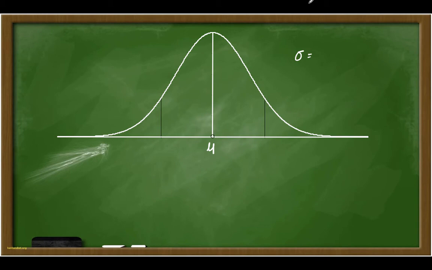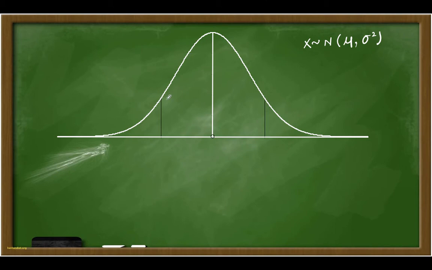If X follows a normal distribution with a given mean and variance, we present this information by writing N, and in brackets we write the parameters, the mean and the variance. There are some properties of a normal distribution.